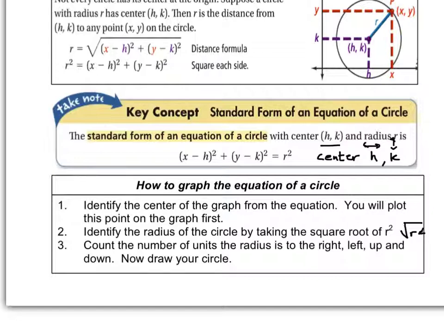Your radius tells you how far to the outside of the circle it is from the center. So you just count the number of units to the right, to the left, up, and down from your center, and then you can draw your circle. All right, so let's now take a look at two examples.